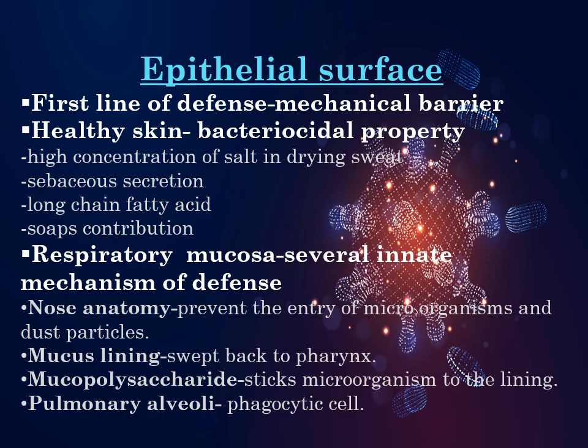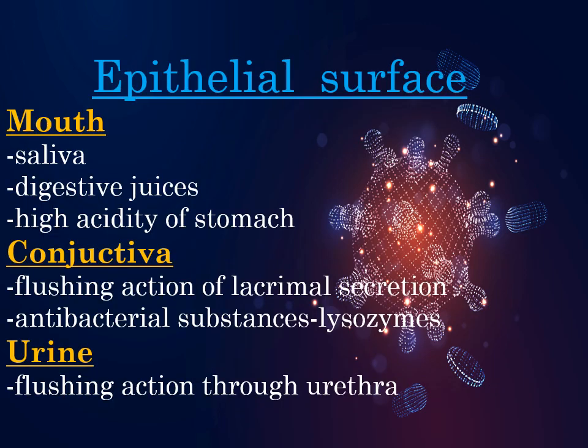In mucous lining, it is swept back to the pharynx. Mucopolysaccharide sticks microorganisms to the lining. Pulmonary alveoli help in phagocytosis of cells. Then we have the mouth. We have saliva, digestive juices, and high acidity of the stomach. All these are helpful in killing the bacteria just because they also contain antibacterial substances in them.